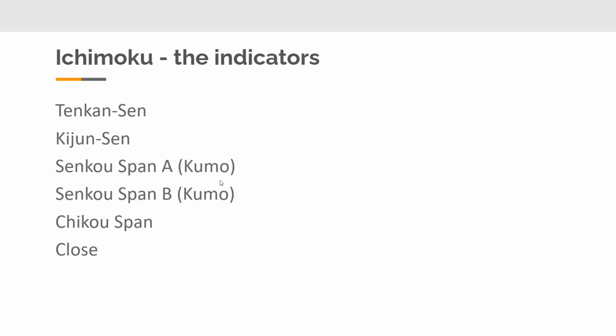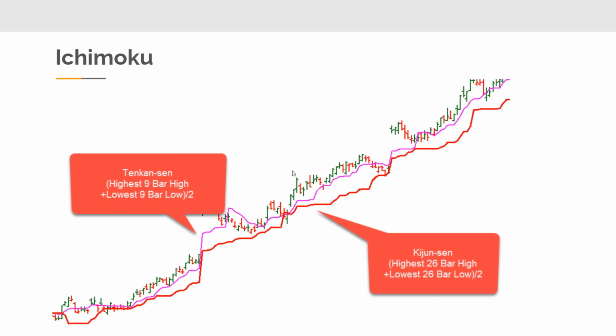Okay, and we're just going to break them down. We're going to go through them one at a time. We're going to talk about how to use them and how they generate buy and sell signals and how you can kind of read them. Okay, so let's start with the Tenkan-sen and the Kijun-sen.